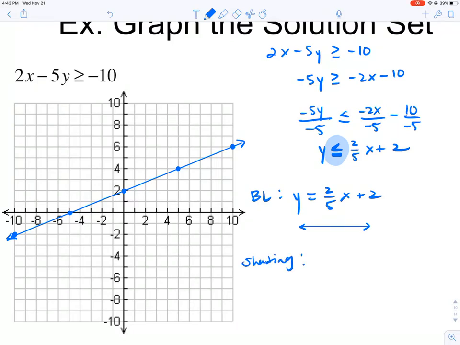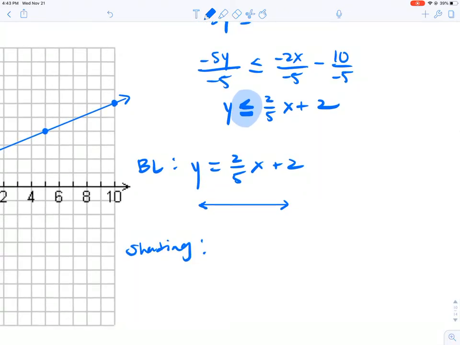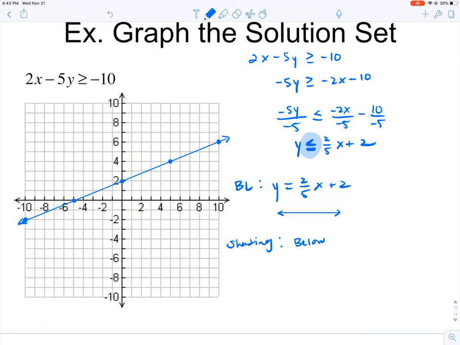Okay, the shading. Looking at this inequality, it's y is less than or equal to, so we're going to end up shading below the boundary line.